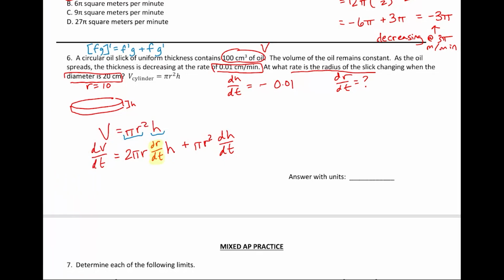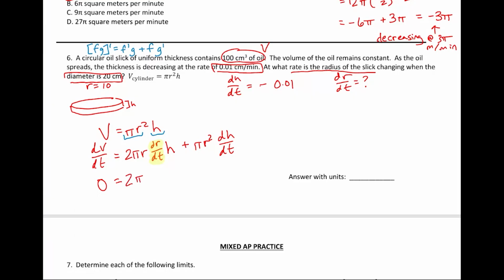Now it says the volume of the oil remains constant. And so when something remains constant, that means its rate of change is 0. Imagine you have a constant function that's just a horizontal line. It has a slope of 0. So anytime you've got a constant value, then its rate of change will be 0. So the dV/dt is 0 because the volume is not changing.